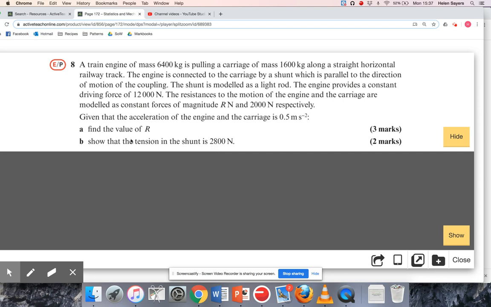Then I'm asked to show that the tension in this shunt is 2,800. The good thing about a show-that question is I'll know if I've got the answer right, but I do need to be careful that I clearly show that I have got it. Obviously if they've given me the answer in the question, I'm not going to get anything just for 2,800. I will need to clearly show where that's come from.